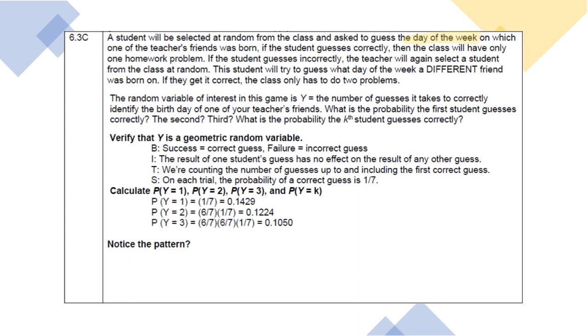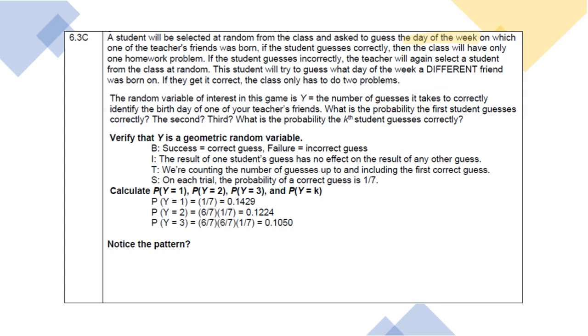First we're testing, can we use a geometric random variable? Is this appropriate? So success, is it binary? Success is a correct guess, failure is incorrect. Are they independent? Does one person's guess have any effect on another person? The thing that makes it independent is that when one person guesses and gets it wrong, she selects at random another student and changes to a different friend, which is weird. This is a strange activity, but for the context of the problem, I think it just makes sense.